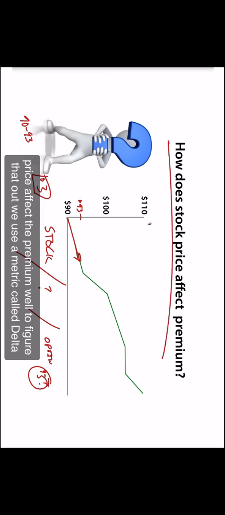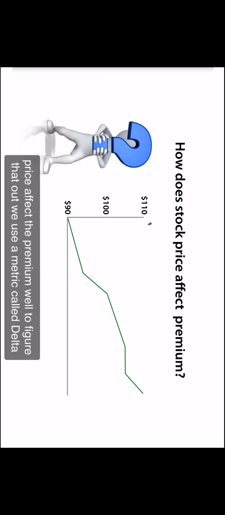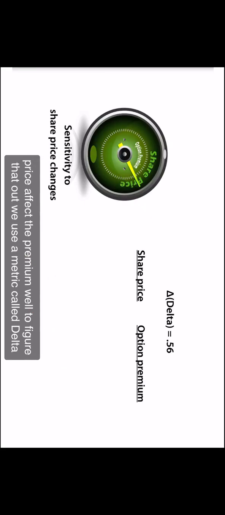So how does the price affect the premium? Well, to figure that out, we use a metric called delta. And the delta is very simple, and this would be a great quiz question, Corey. The delta helps us understand sensitivity to price changes. Let me say that again. The delta helps us understand sensitivity to price changes.